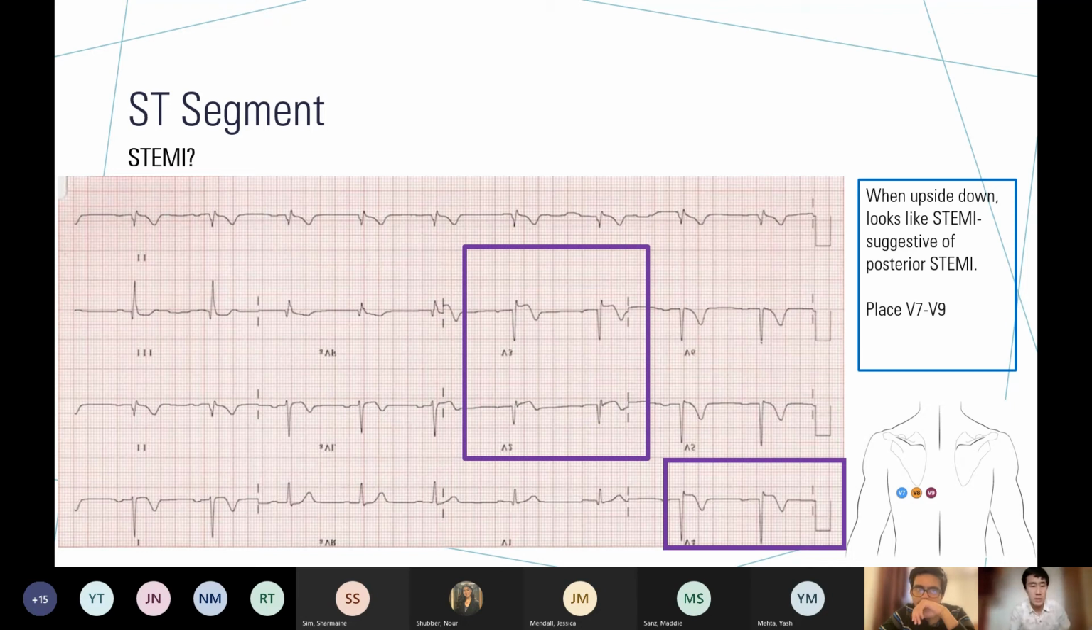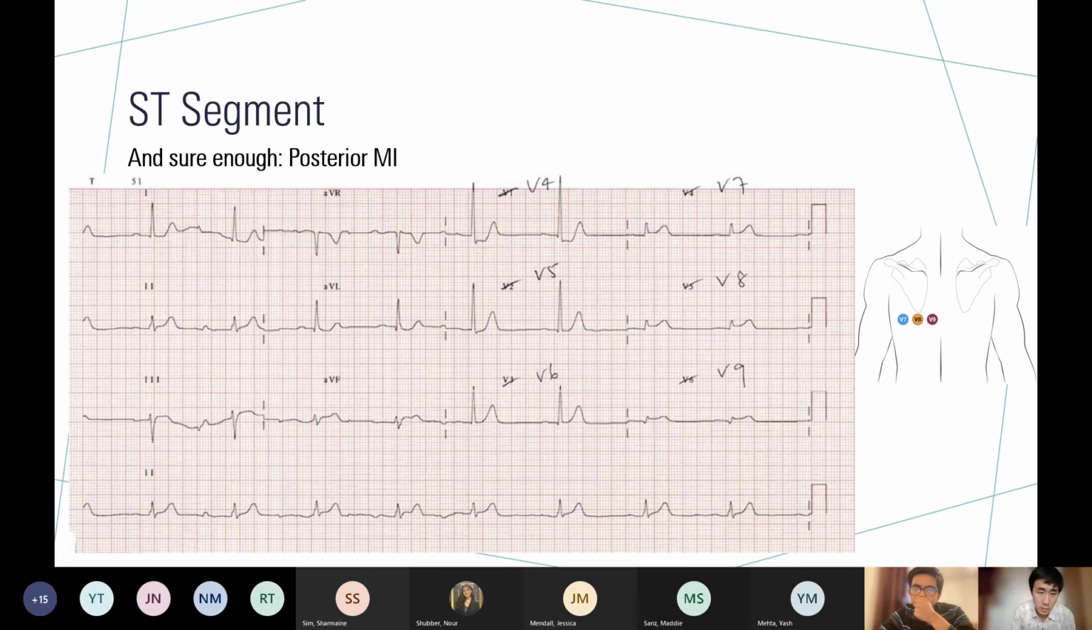Okay, that we call V7 to V9. So I don't think you really need to know where you place those, but you place them around the scapular wall. And when you place them on the scapular wall, here we go, V7 to V9. There we go. We've got ST elevation there in V7 to V9, which is suggestive of a posterior MI.